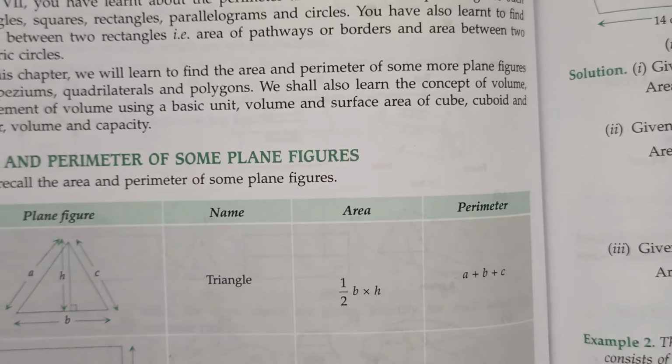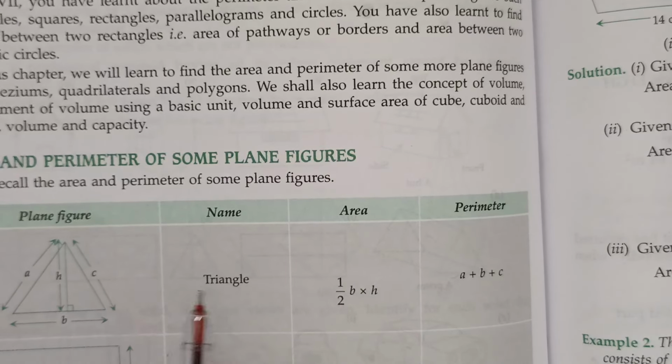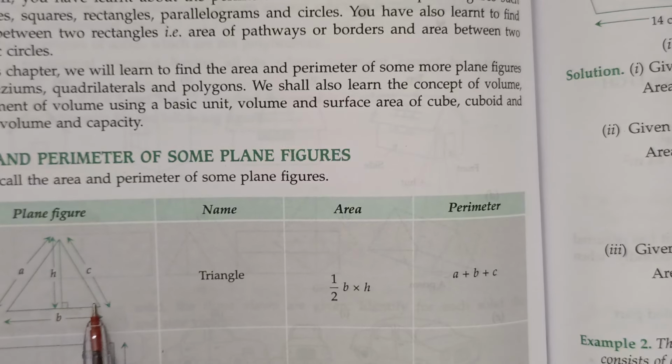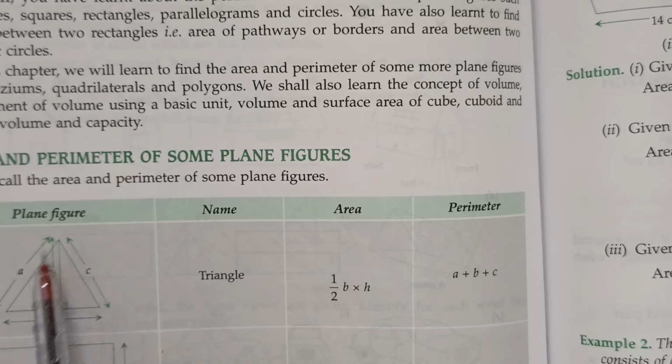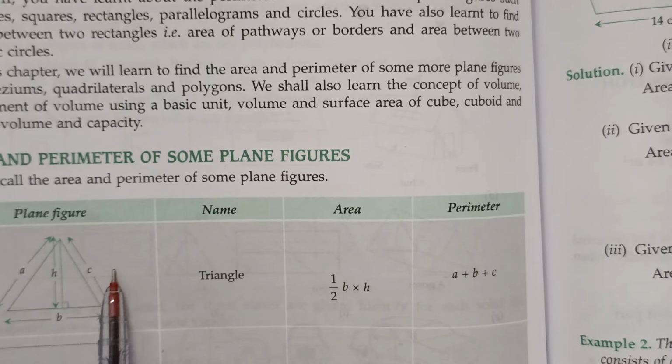Triangle. So you see, this is a triangle whose sides are A, B and C, and height is h. So its area is given by half base into height, and its perimeter. Perimeter means the length of the boundary. Okay, so it is A plus B plus C.